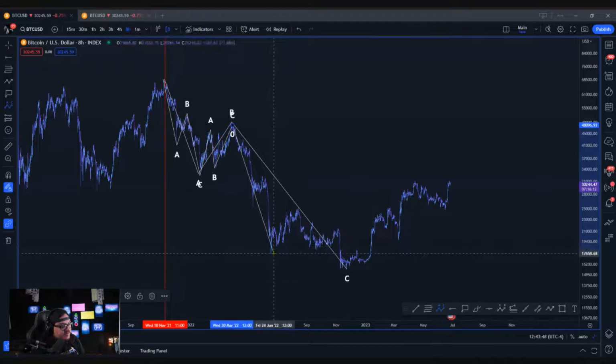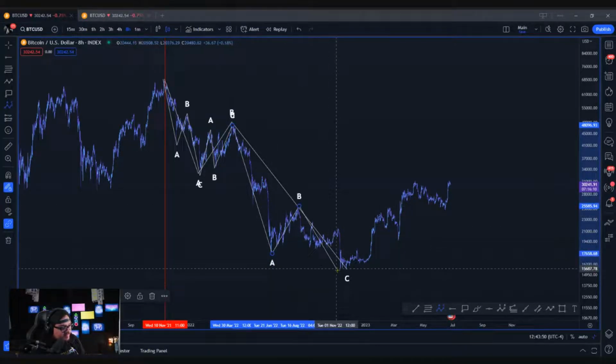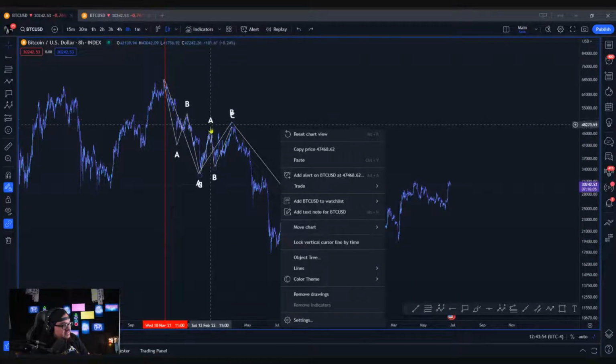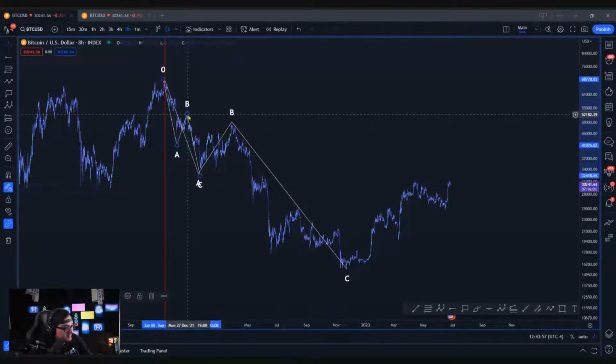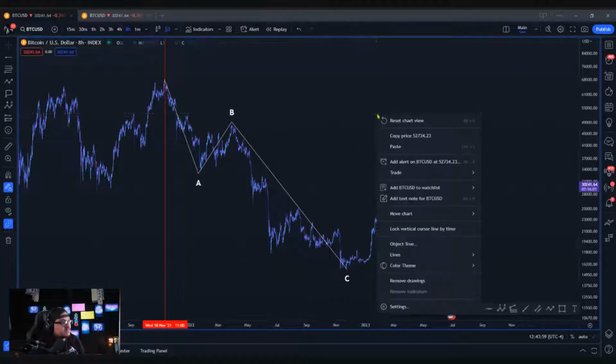Now, this doesn't happen all the time, but when it does, it adds a little bit more validity to me. It's something I love to see. But regardless, that is going to be our larger ABC.